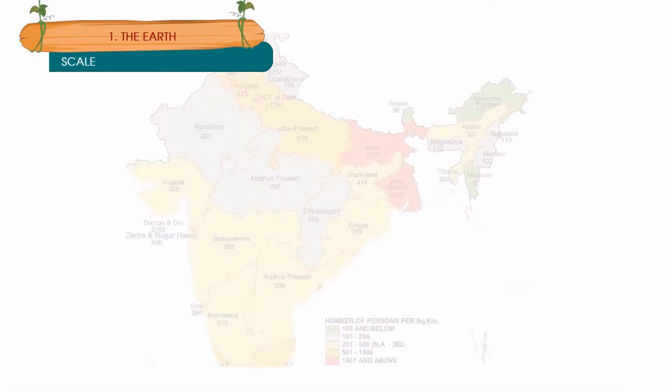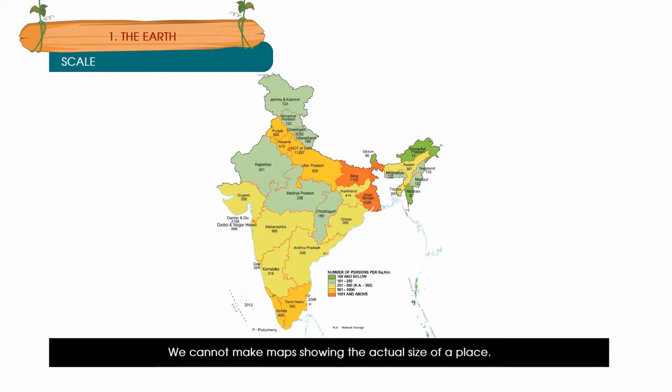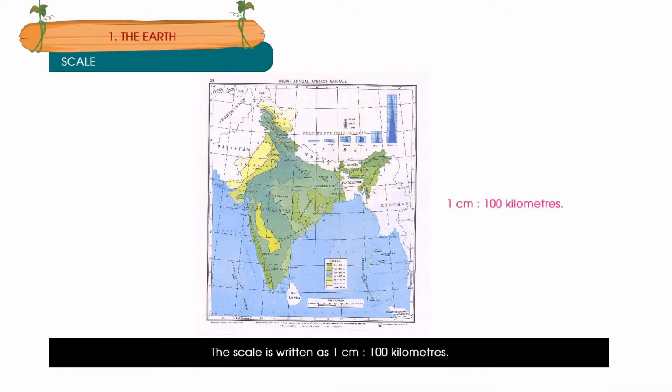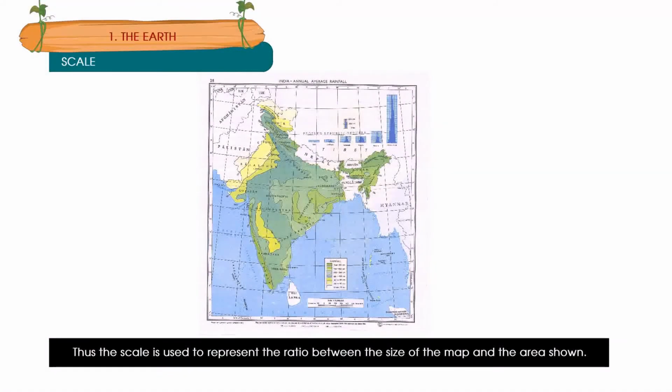Scale. We cannot make maps showing the actual size of a place. Hence, we draw a map according to some scale. Suppose the distance between two cities is 100 kilometers. On the map, it is shown as 1 centimeter. The scale is written as 1 centimeter is to 100 kilometers. The scale is usually shown in a corner of the map. Thus, the scale is used to represent the ratio between the size of the map and the area shown.